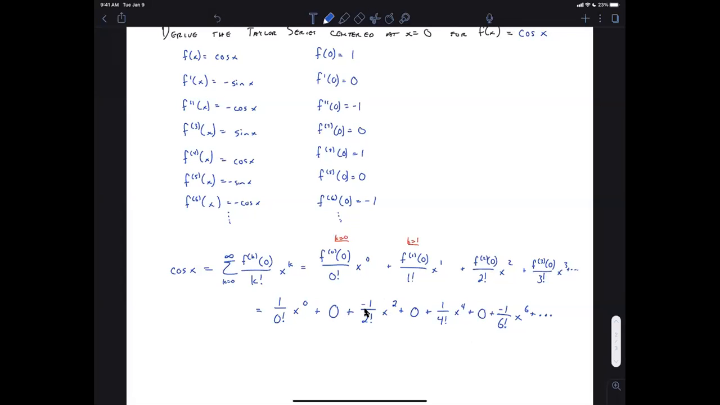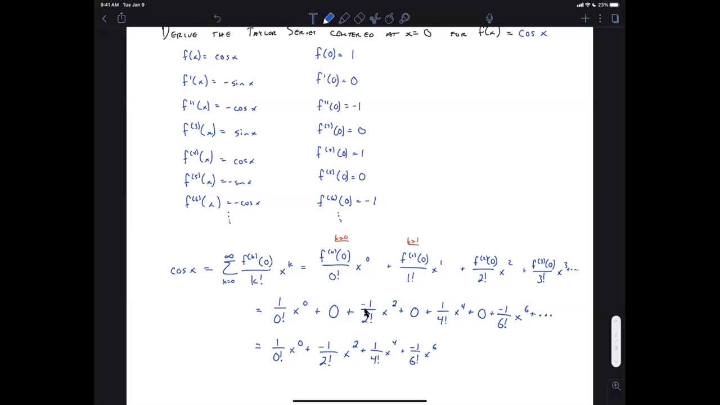So when we look at this, we can say, okay, this is equal to 1 over 0 factorial x to the 0 plus negative 1 over 2 factorial x squared plus 1 over 4 factorial x to the fourth plus negative 1 over 6 factorial x to the sixth. Does everybody follow what I'm doing? So we're just dropping the 0 terms from that expansion.